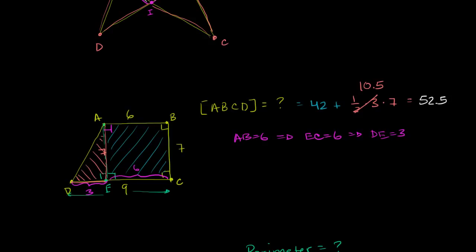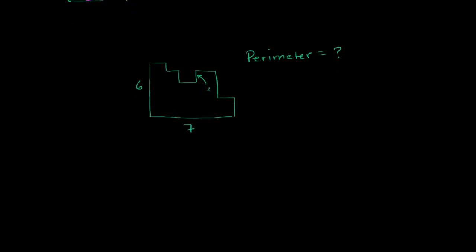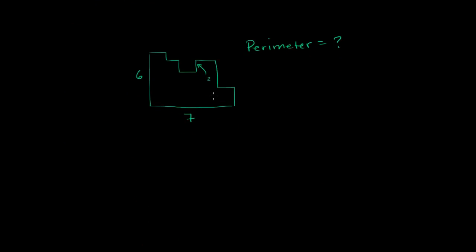Let's do one more. Here I have a bizarre looking shape, and we need to figure out its perimeter. At first it seems very daunting because they've only given us this side, and they've also only given us this side right over here.